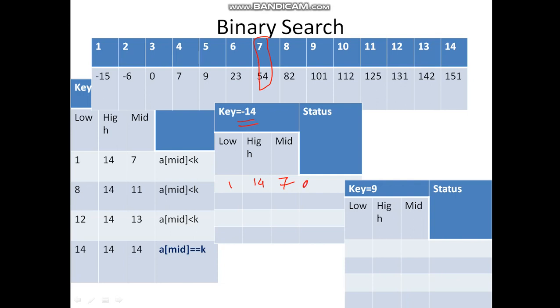The condition is A of mid is greater than K, because I am searching for minus 14 and A of mid is 54. So now I have to adjust high. High is equal to mid minus 1. So the problem is now reduced to 1 to 6. I have to search between 1 and 6. And the mid now will be 1 plus 6, 7 divided by 2, which is 3.